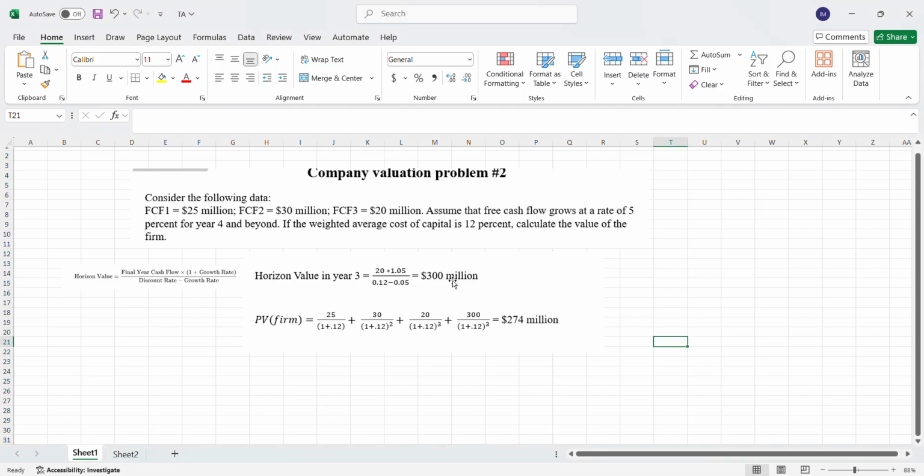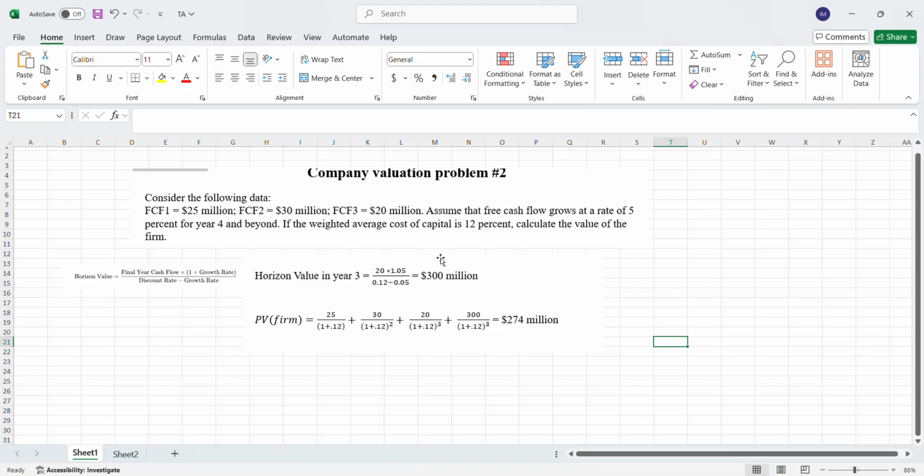Here in our question we can see we have free cash flow for the first year of 25 million, for the second year 30, and for the third year 20 million. Assume that the free cash flow grows at a rate of 5% for year 4 and beyond. So until year 4 our growth rate is 5%, and the weighted average cost of capital is 12%, which is our discount rate to make our valuation. So calculate the value of the firm.